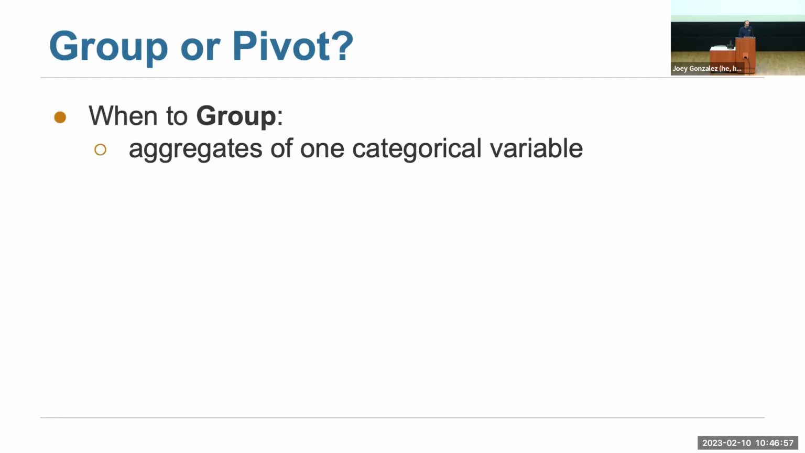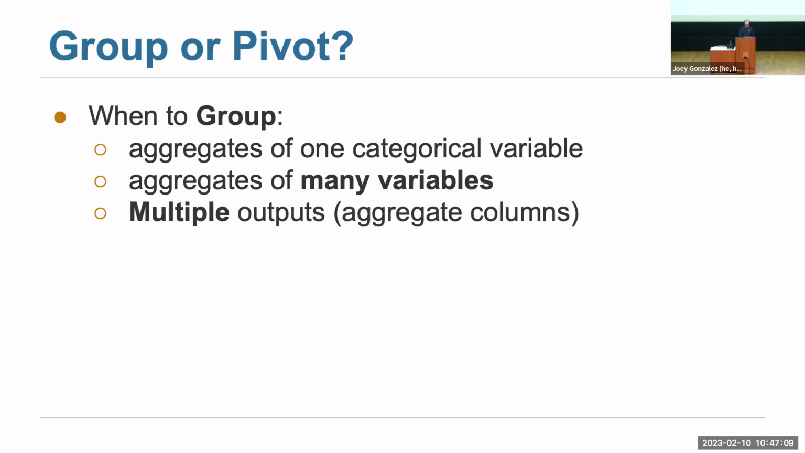So when should you group? If you have one categorical variable you're grouping on, you can't pivot, so one means you should group. If you're constructing aggregates of more than two, you are forced to group. Also, if you have multiple output values, if I'm trying to compute two things that I'm aggregating, I only get one cell to store the answer in a pivot, so I have to use a group. I'll actually do this with an exercise at the end of lecture.